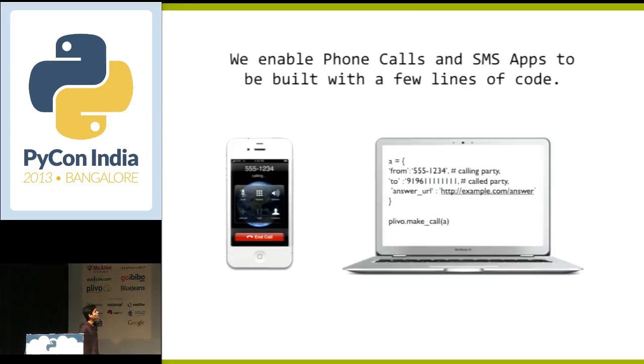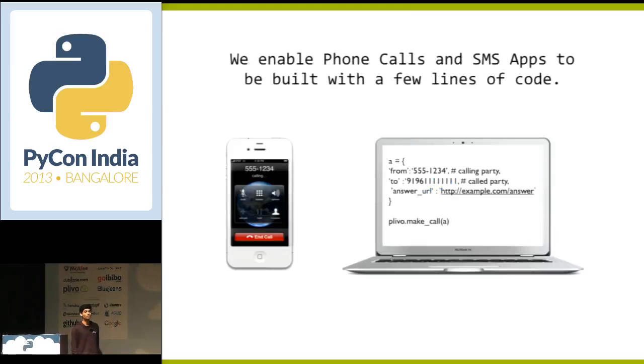So with these 4 lines of code, you can provide a to number, you can provide a from, which is the caller ID. The answer URL will have the instructions on how to process the call, and then Plivo.makeCall will just go ahead and make a call.